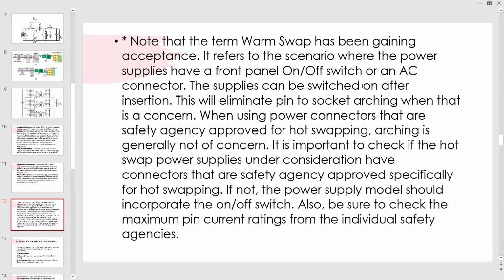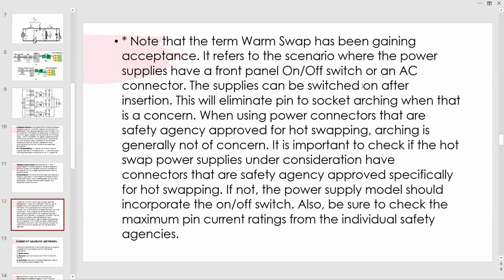Note that the term warm swap has been gaining acceptance. It refers to the scenario where the power supplies have a front panel on-off switch or an AC connector. The supplies can be switched on after insertion. This will eliminate pin to socket arcing when that is a concern. Even using power connectors that are safety agency approved for hot swapping, arcing is generally not a concern.